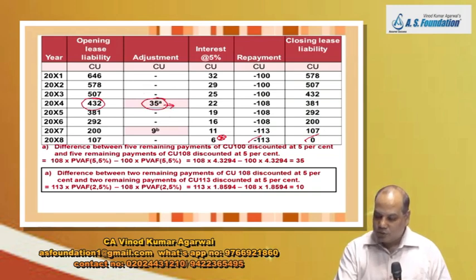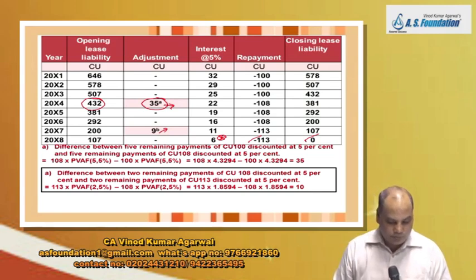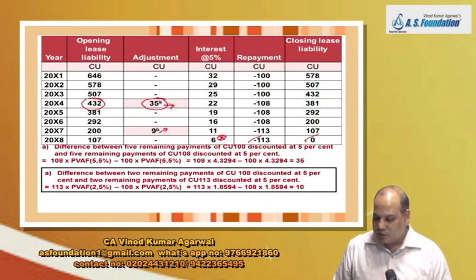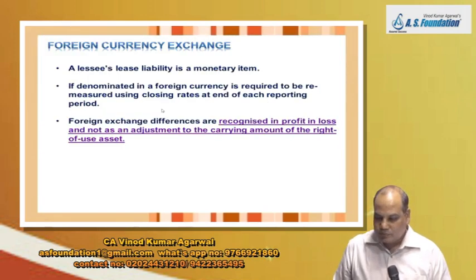The second effect of these 2 figures will go to the right of use asset, and their depreciation calculation will also change accordingly. If they had asked for the asset account also, then you would have done this adjustment there also.